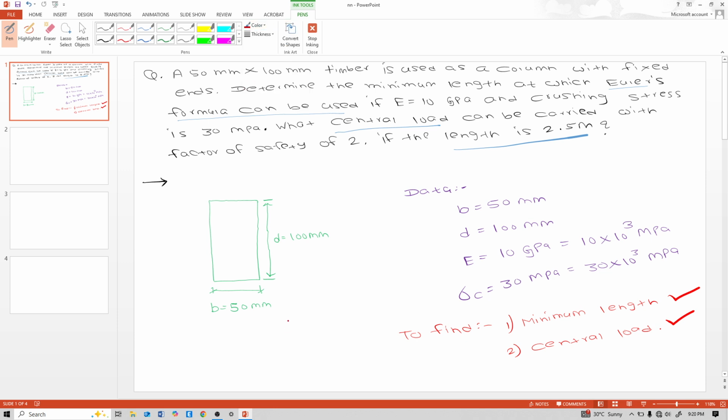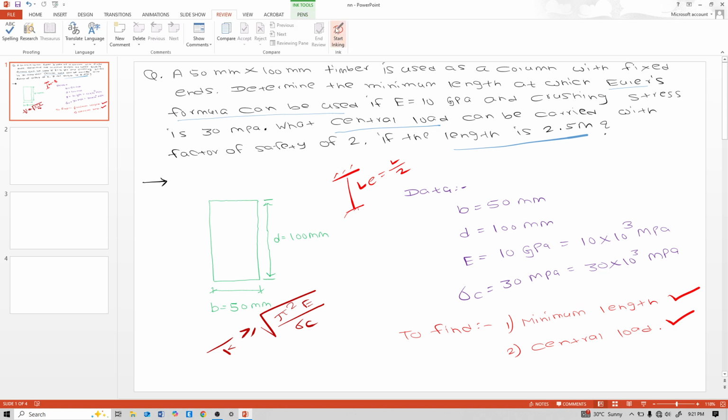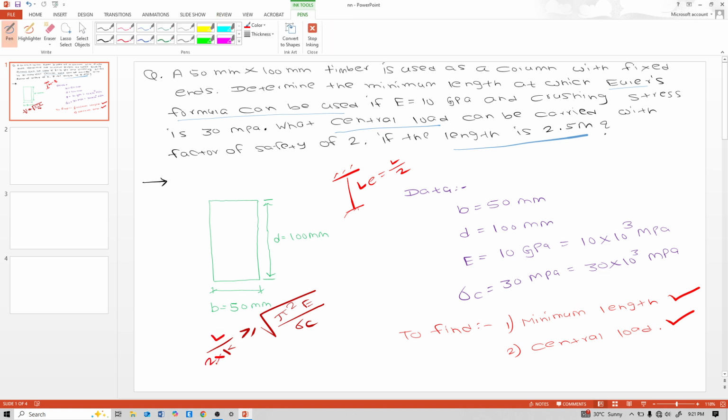with the help of this formula, LE by K is greater than or equal to pi square E by sigma C, this is the limitation of Euler's formula. With the help of this formula, what is this LE? See, the boundary conditions they have given us in the numerical: both ends are fixed. So both ends fixed means effective length is equal to actual length by 2. So put in this formula, LE is equal to L by 2. So that means L by 2 into K. So we will find this L that way.